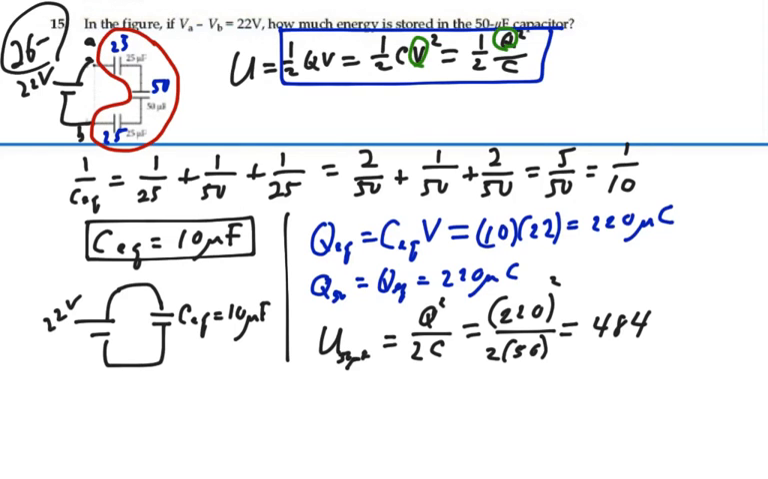Now I'm going to have a micro squared over a micro, so one of the micros is going to cancel out, so this is going to end up 484 microjoules. Or if I wish to write that, I can say it's 0.484 millijoules. So that is the energy stored on the 50 microfarad capacitor by simplifying the circuit, finding the charge on the series combination, and using that charge to figure out the energy. So that's our answer.